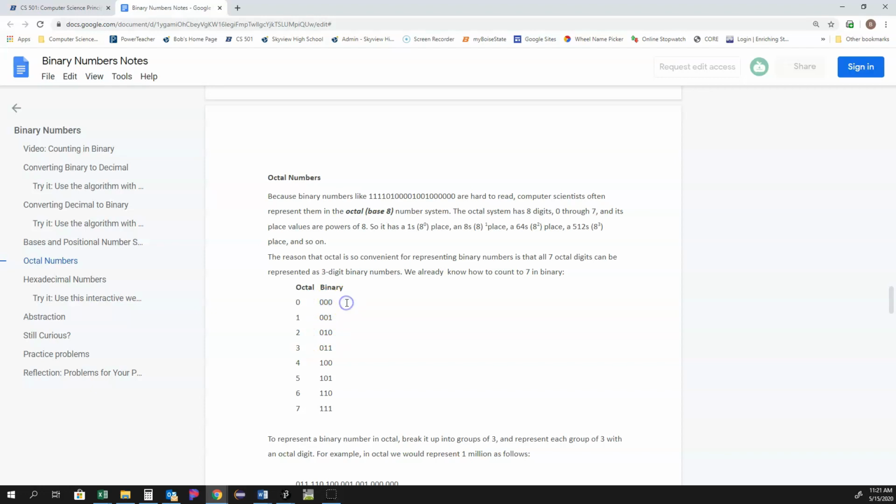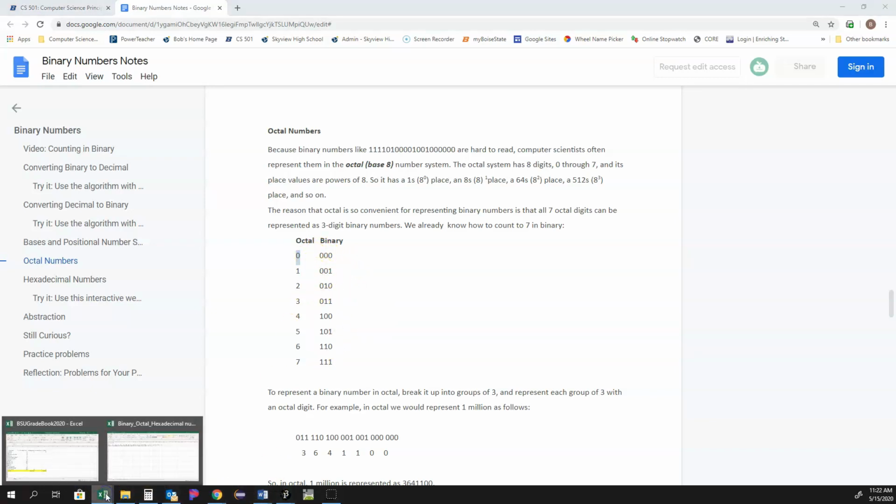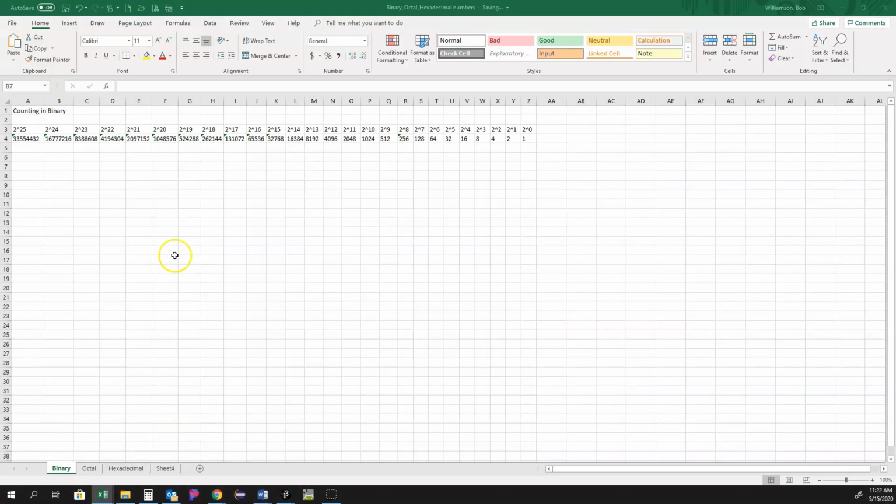So what we have here is the binary 000 is converted to the octal value of 0. And this is our binary number line. If we wanted to look at this a little bit closer as our binary values, 000 is that. I'm going to give you a number line here that you're going to like to look at a little bit.